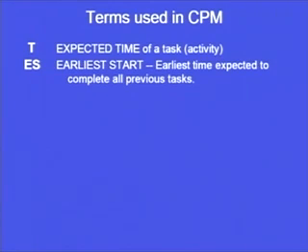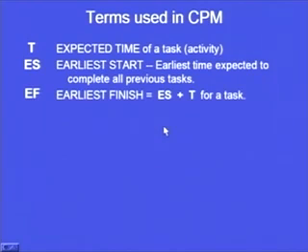So that is the only thing that is represented on your screen. Earliest time expected to complete all previous tasks. So all previous tasks or activities, when they are completed, then only this activity can start. So ES will give the earliest start for a particular activity. Then earliest finish. So when it has started at its earliest time and we know that T is the time required for the completion of that activity, then earliest finish will be earliest start plus the T or the time for accomplishing that task.